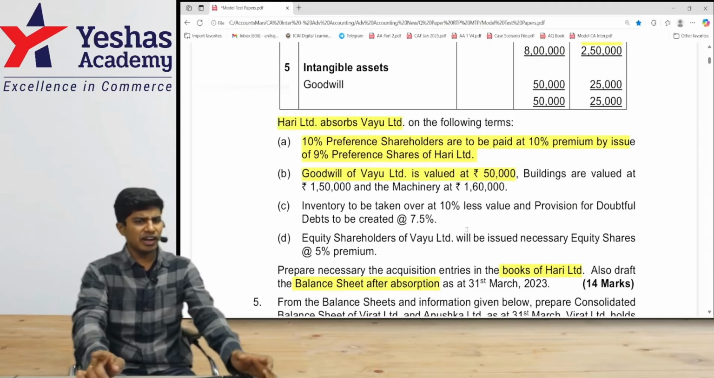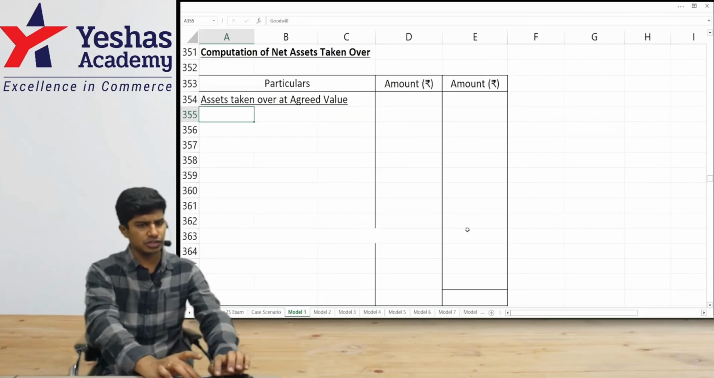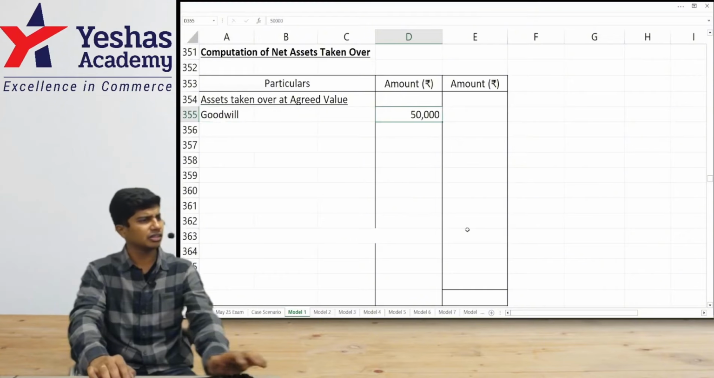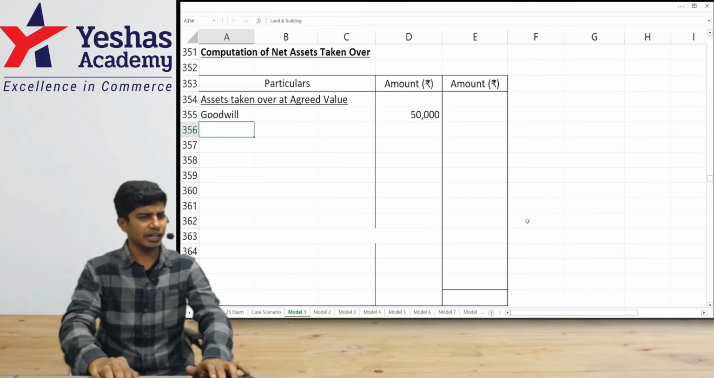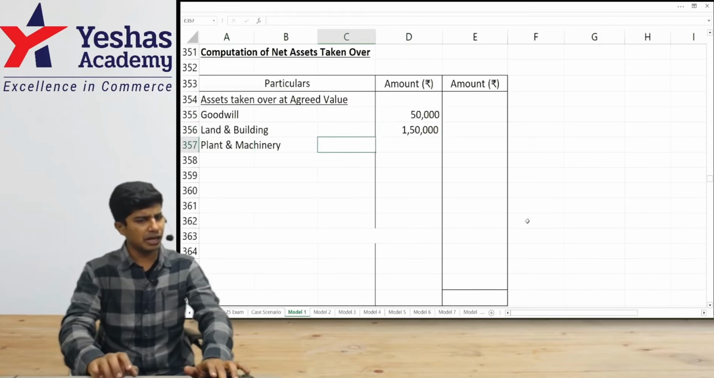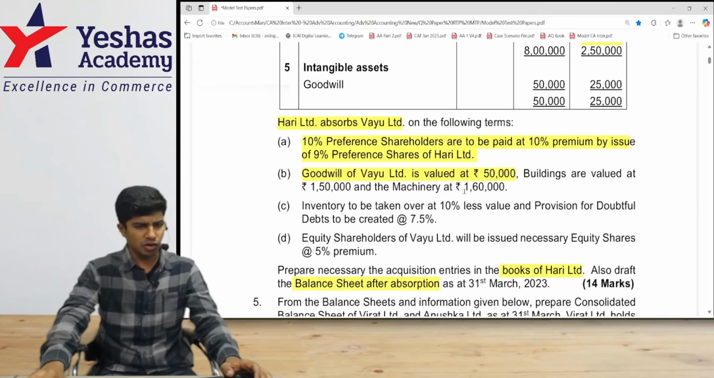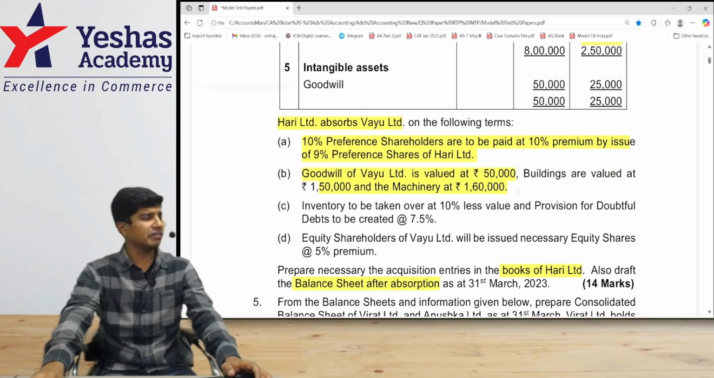Shall I take goodwill of 50,000 to start with? Okay. Then land and building 1 lakh 50, plant and machinery 1 lakh 60. Let me write that. Then what about the rest of the assets? Plant and machinery 1 lakh 60, land and building 1 lakh 50, done.